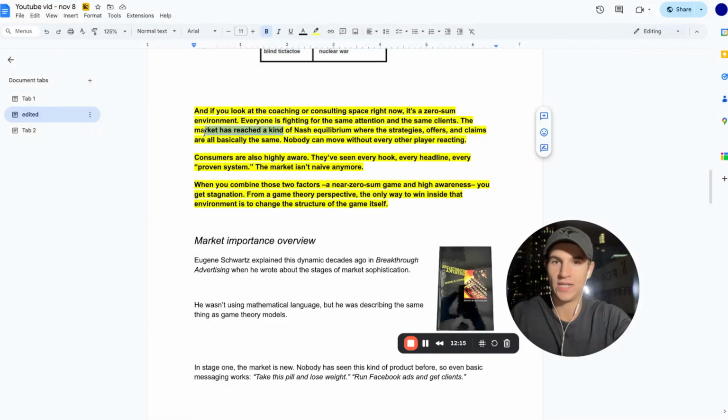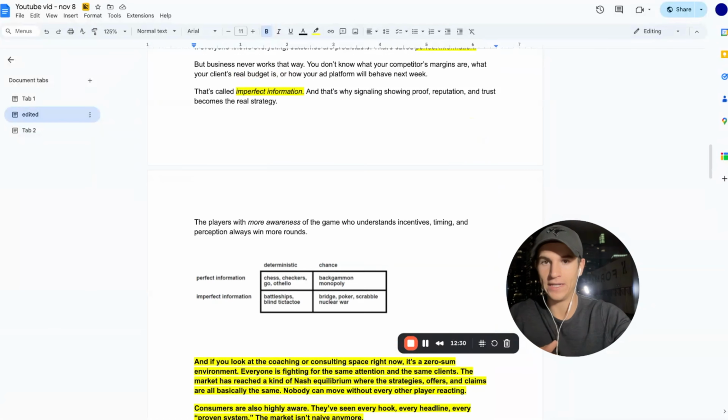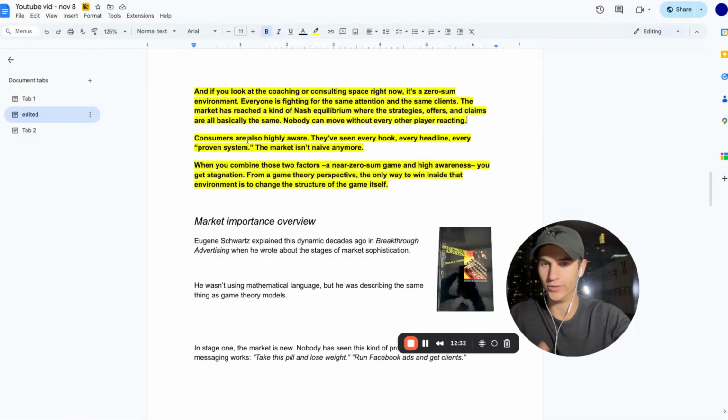The market has reached a Nash equilibrium where the strategies, offers, and claims are all basically the same. Nobody can move without every other player reacting. So they're kind of in a Nash equilibrium lock where everybody is hitting the advertising button. Like, what else is there to do?